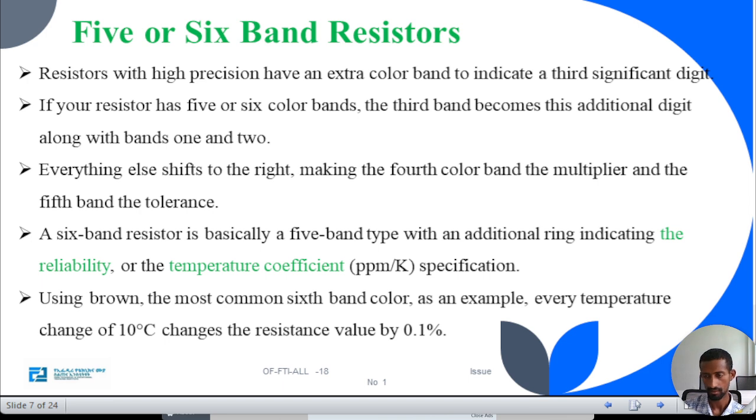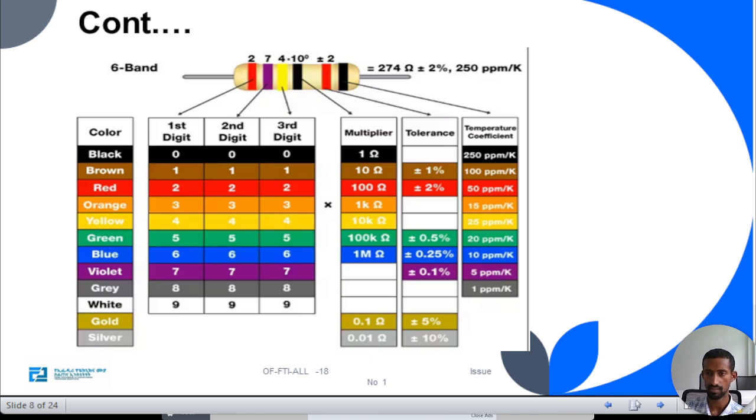So this is what I have already defined. We can get the 5 or 6 band resistor values by using this formula. As an example, the first band is red, the second is violet, the third is yellow, and the fourth is black. The first three are the digits, you can check from this table. Red means 2, violet means 7, and yellow means 4. So 274 times the multiplier. The multiplier is black, so you multiply by 10 to the power of 0.